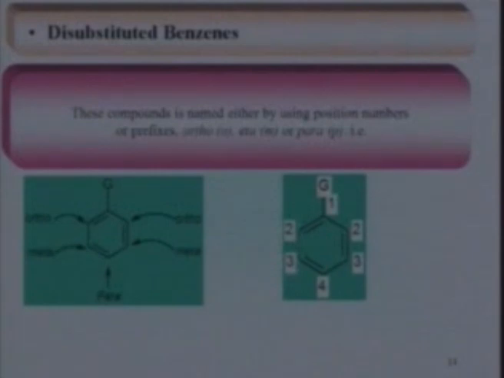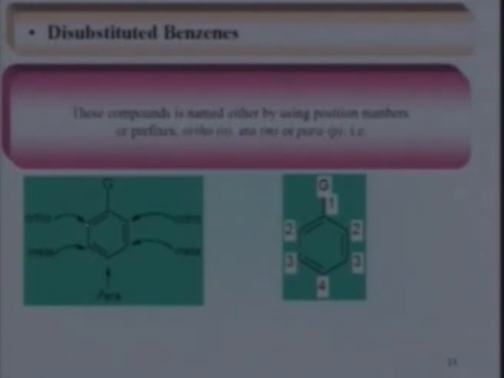In these cases, the compound is named either by using position numbers or the prefixes ortho, meta, or para. When some substituent is attached to the benzene ring, we give position 1 to that particular carbon, and next is 2, 3, 4, 5, 6. We can number it either this way or this way, it makes no difference. The substituent is attached to this particular carbon, and the carbon next to that carbon is called the ortho position.